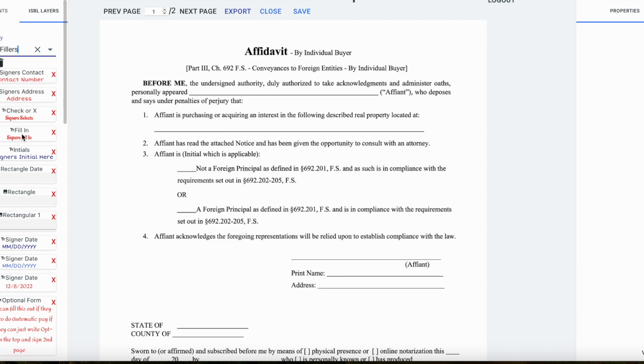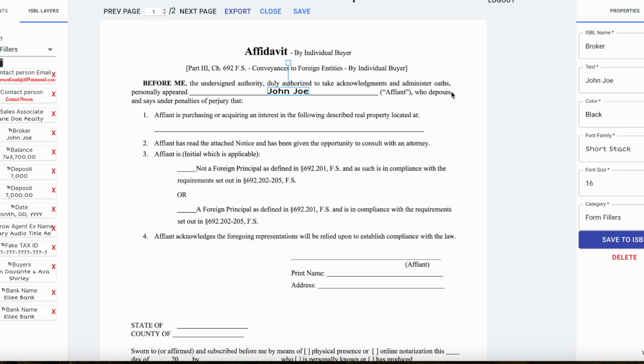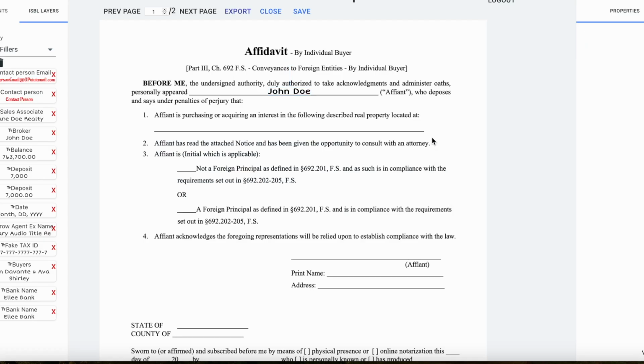So let's go ahead and put John Doe on that blank line. I got John Joe, let me correct that to John Doe. Okay, so now we have that filled out. Who deposes and says under penalties of perjury that affiant is purchasing, acquiring an interest in the following described real property located at, so you put the property address, okay?